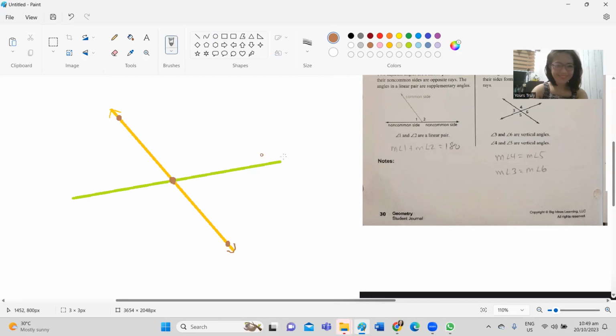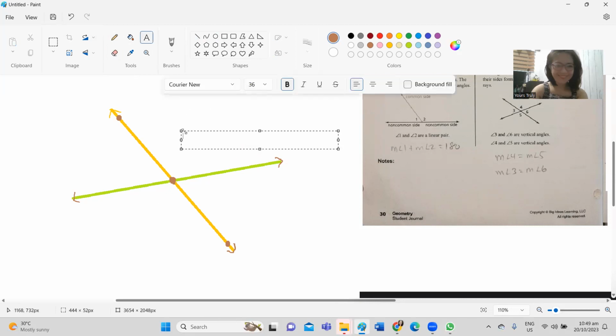And then this one is going this way and the other one is going this way. So the rays are opposite. They are going in the opposite direction. But look at that, they intersect, right? They intersect here. Let's name this one. This is point O.